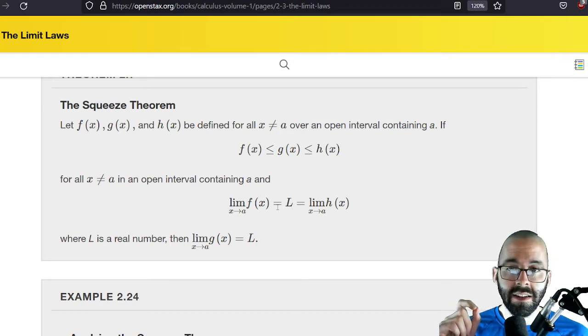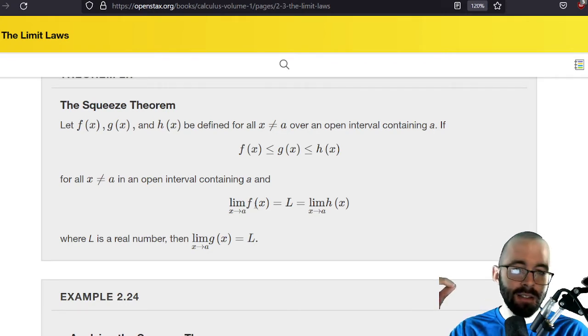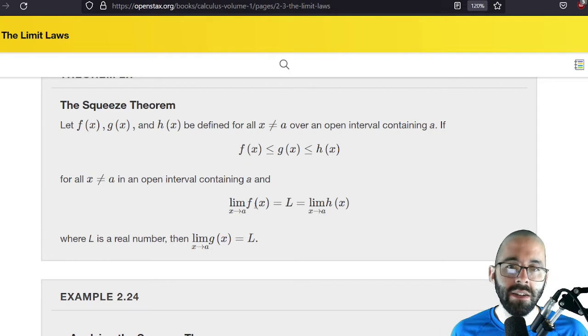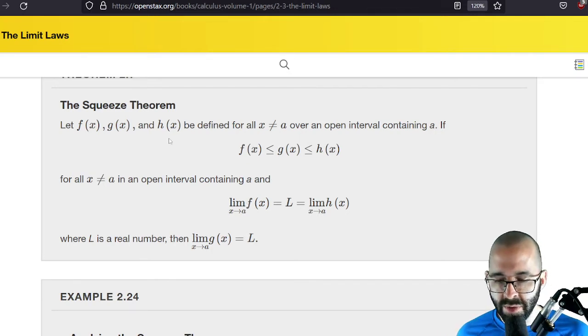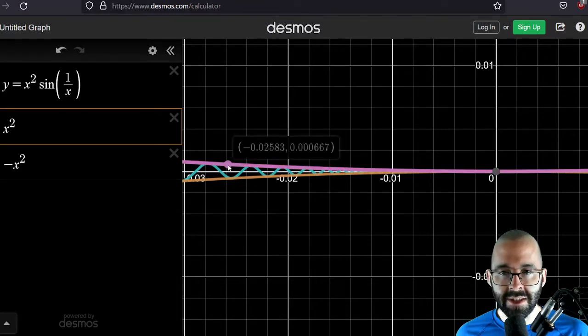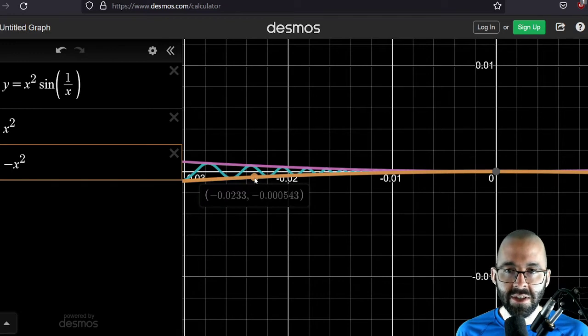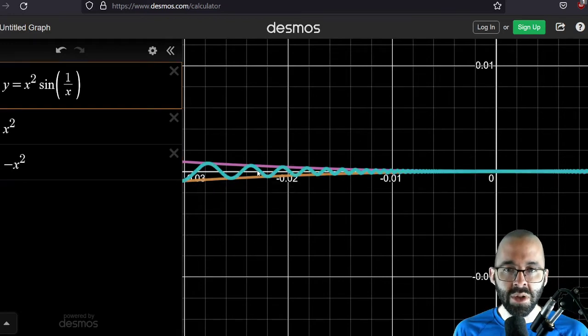And if the limit of the left and the limit of the right go to the same number L. So again, let's wait on the conclusion real quick. So we have one function here. This is the biggest function, x squared. Another function. This is the smallest function, negative x squared. Blue is a function that's stuck between it.